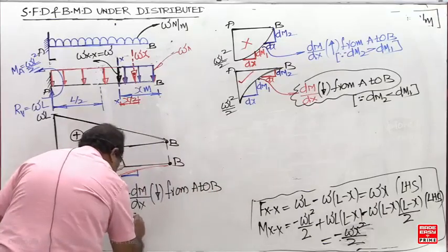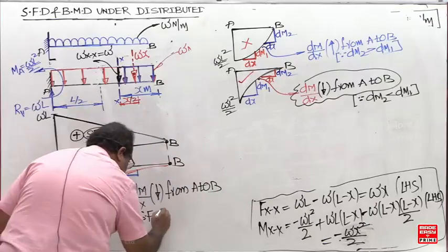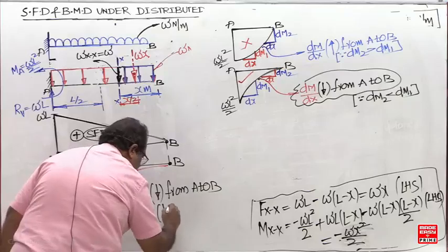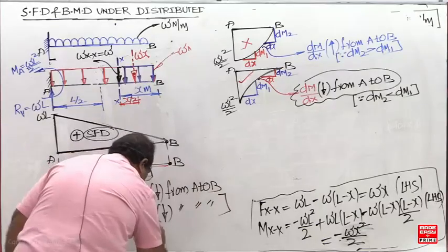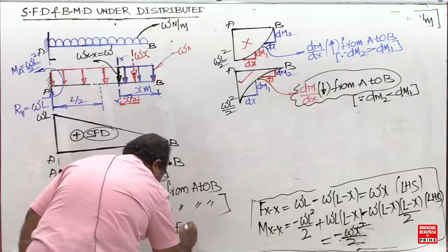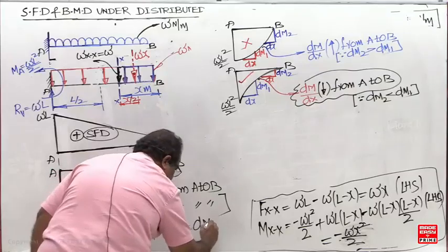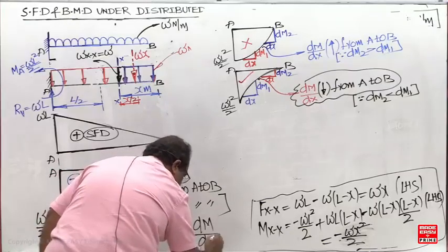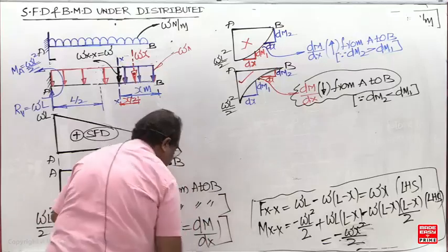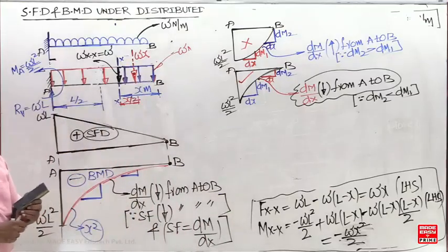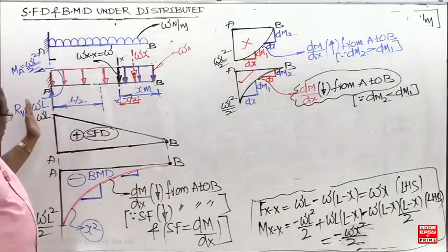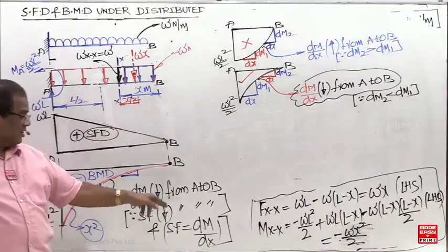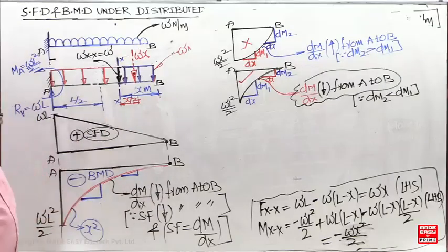What is the reason? Because shear force is decreasing from A to B. And shear force equals dm by dx, that I already studied. dm by dx means slope. So left to right, shear force decreases means slope should decrease.